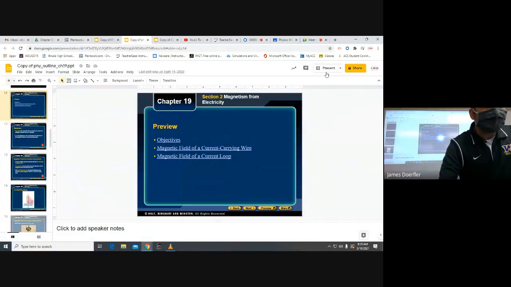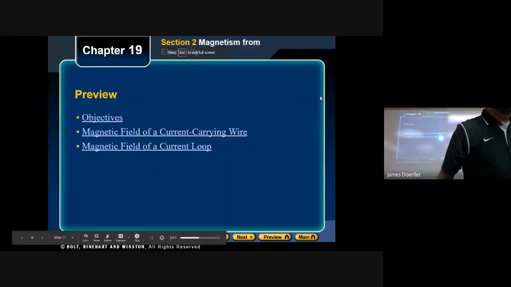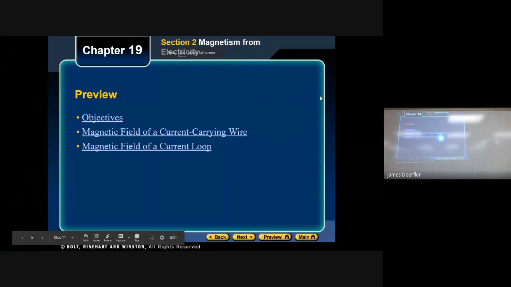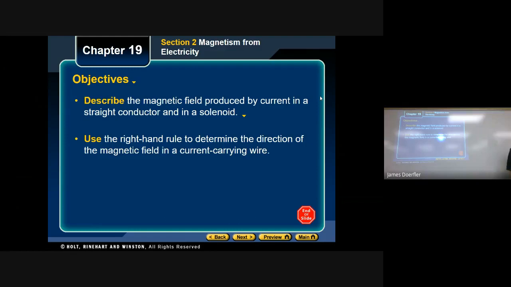But today, we're going to look at magnetism from electricity. Again, just a very brief, kind of almost like an intro section to the rest of the chapter, because we're going to start looking at forces of electricity in terms of magnetism from here on out in this chapter. So we plan on doing 2 small objectives. We're going to describe the magnetic field produced by current in a straight conductor and in a solenoid. And then we're going to use what's called the right-hand rule to determine the direction of the magnetic field in a current-carrying wire.